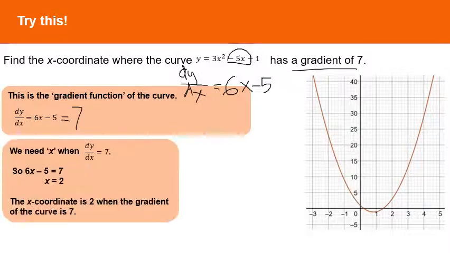We need to find the x value first. So we do like algebra normally. This negative 5 will move over here, become plus 5. So 7 plus with 5 will be 12. Later 12 divided by 6 will be 2. So we already get the coordinate x is equal to 2. We can look at the graph in here. This is the x is equal to 2.